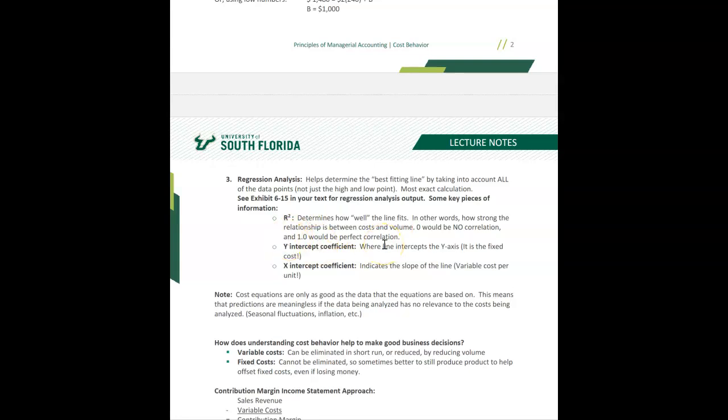If you get an R-squared of 0, that would be absolutely no relationship, and 1.0 would be perfect. So the y-intercept is where the line intercepts the y-axis, that's your fixed cost, and the x coefficient is your variable cost. So we'll look at some output from a regression, and as long as you're able to interpret some basic statistics on here, you'll be all set. One thing to remember is that cost equations are only as good as the data that the equations are based on. So this means that predictions are meaningless if the data being analyzed has no relevance to the costs being analyzed.